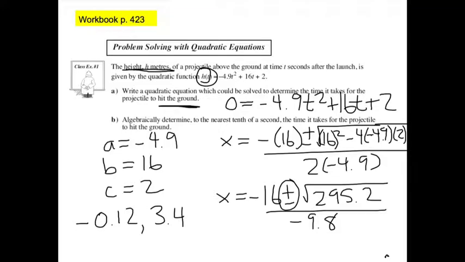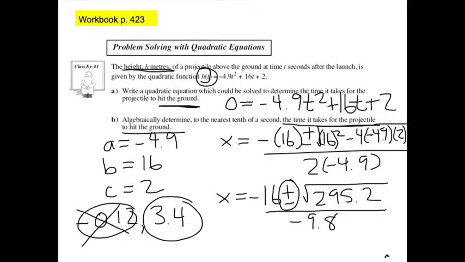The question is, which one is the correct one? Well, the time it takes for the projectile to hit the ground, this is negative. You can't have negative time. So this will be your answer. It's going to be about 3.4 seconds.